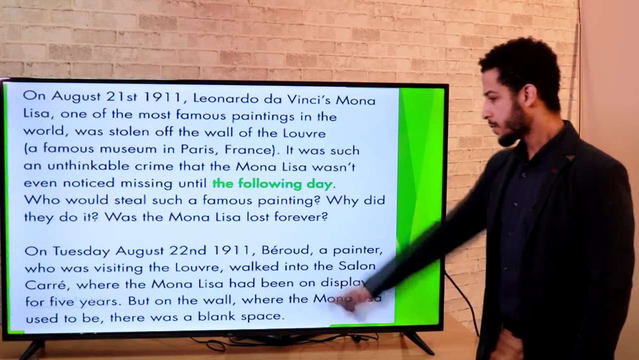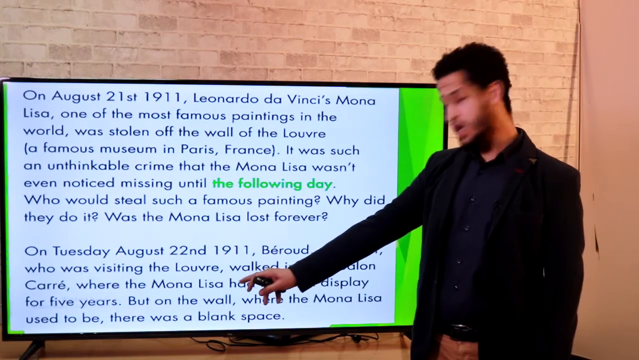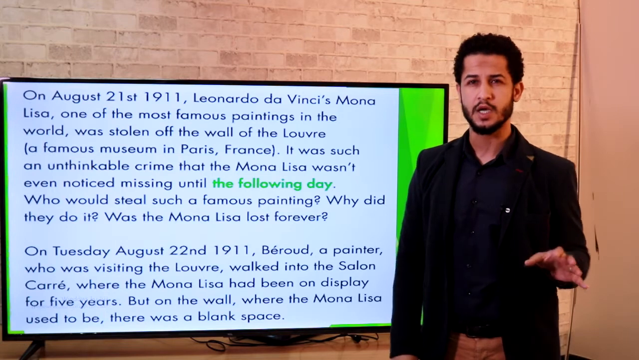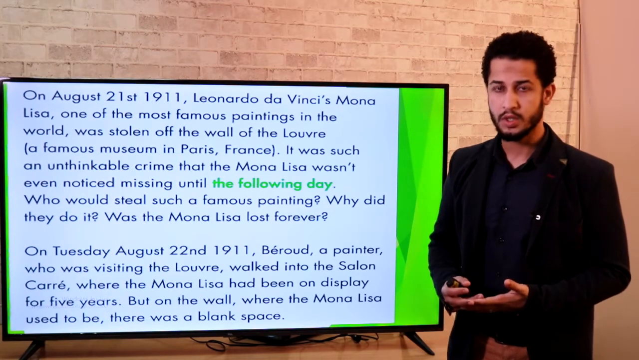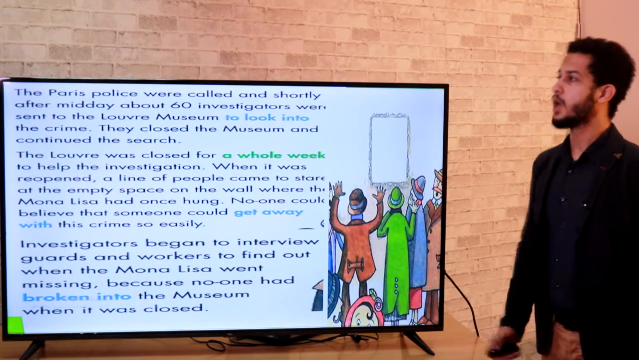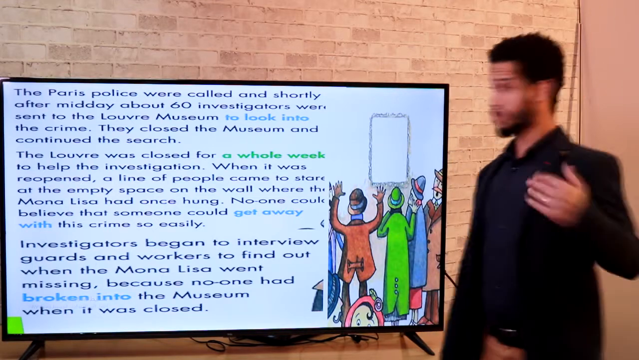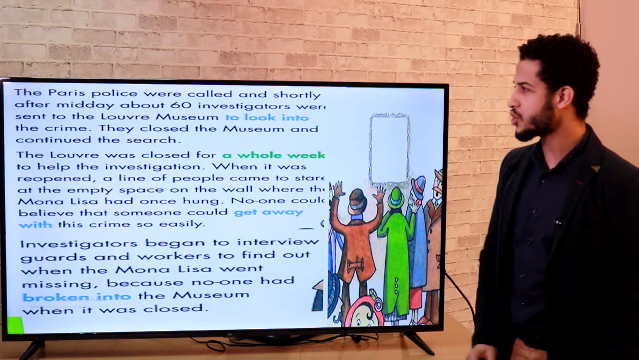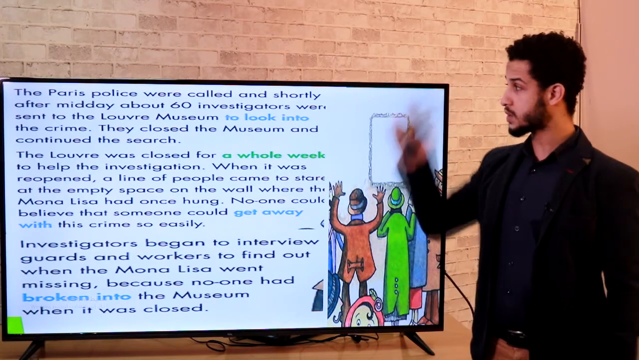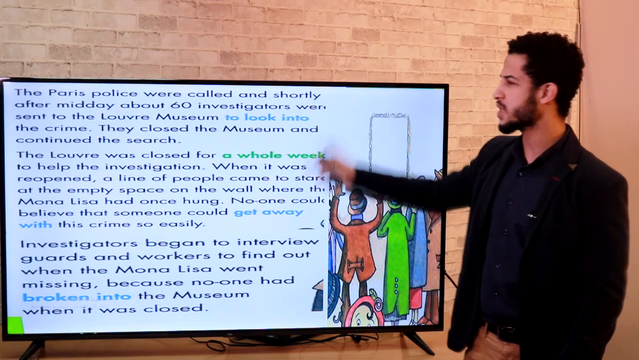What happened? But on the wall where the Mona Lisa used to be, there was a blank space, an empty space. There was no Mona Lisa. That's a shock. Where is the Mona Lisa? We will read and find out. The Paris police were called, and shortly after midday, about 60 investigators were sent to the Louvre Museum.